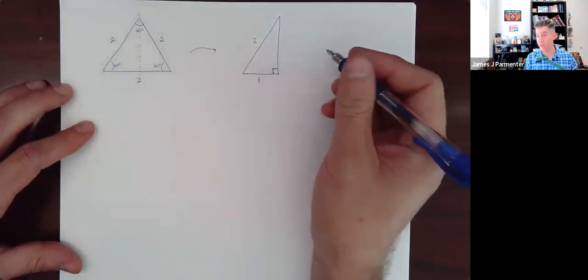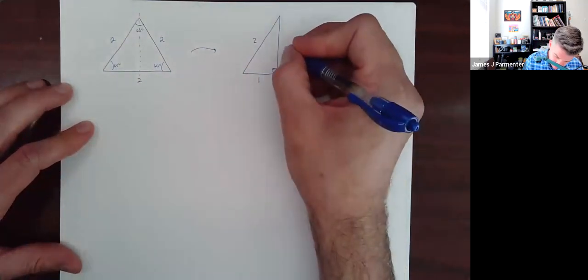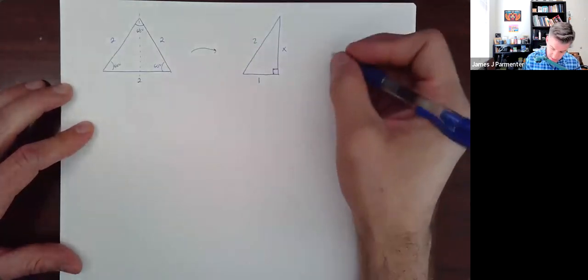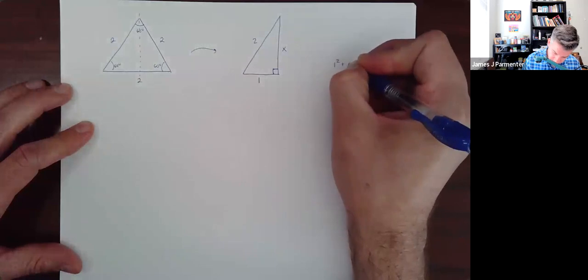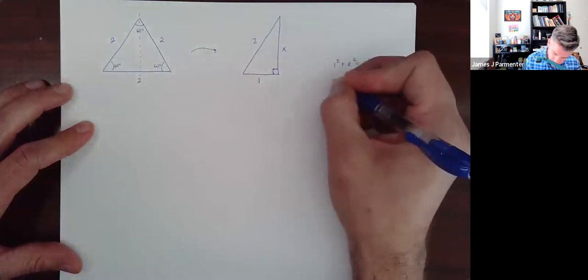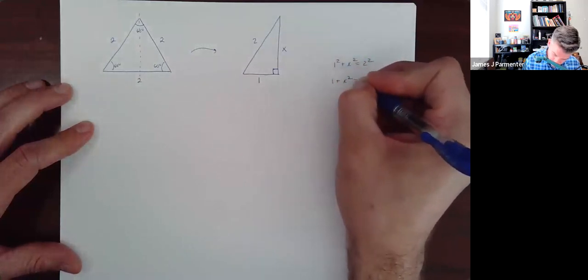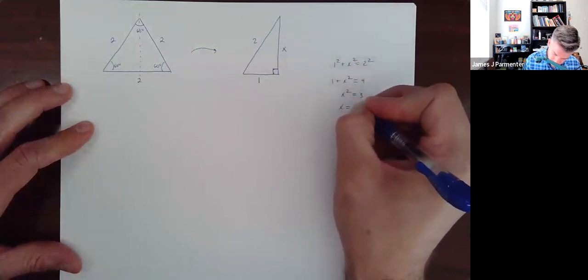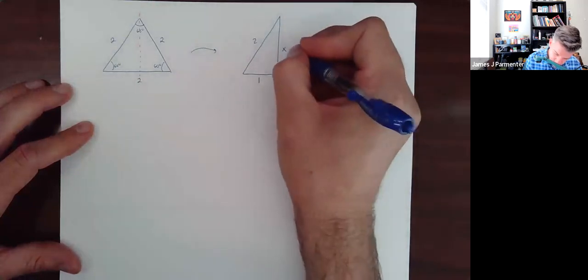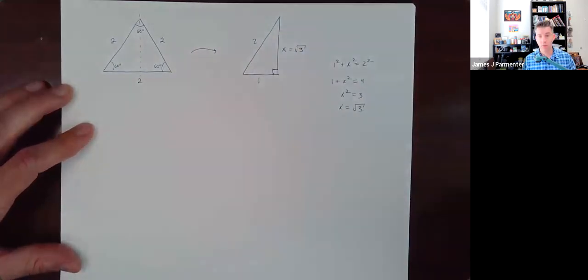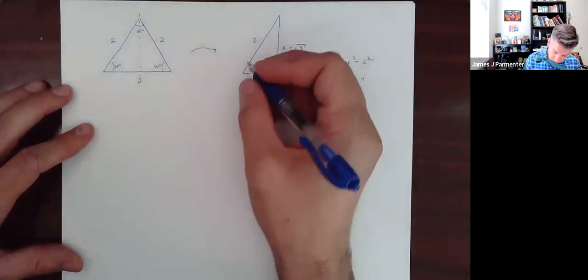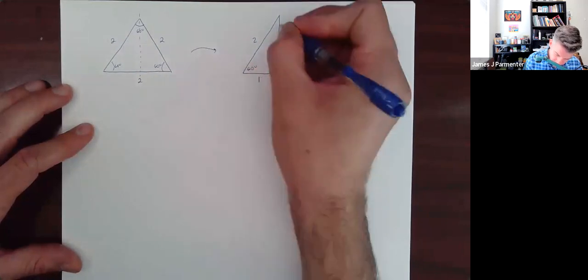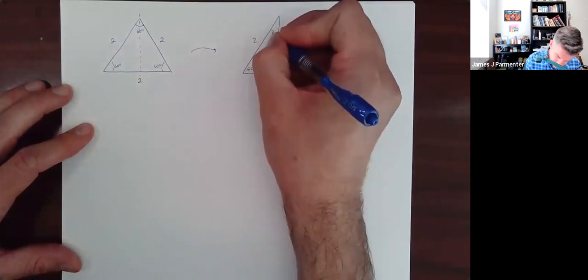And then we're going to use the Pythagorean theorem to find the length of the height. So let's see. 1 squared plus x squared equals 2 squared. 1 plus x squared equals 4. X squared equals 3. X equals the square root of 3. Great. So then we can label this angle as 60 degrees, this angle is 30 degrees.